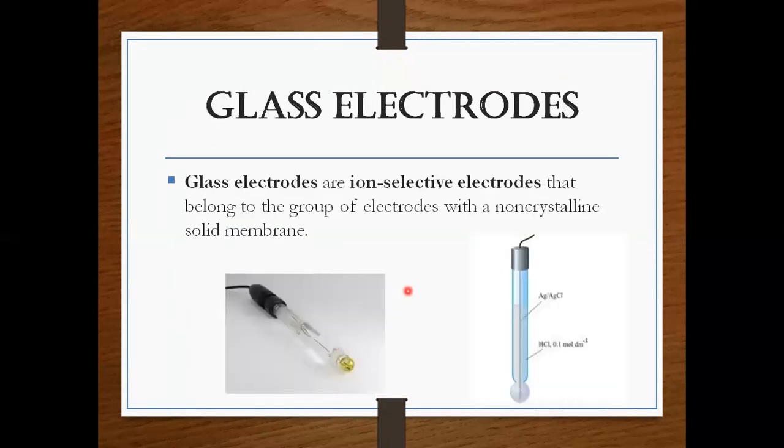So moving towards the introduction of the glass electrodes or glass pH electrodes. Glass electrodes are ion selective electrodes that belong to the group of electrodes with a non-crystalline solid membrane. Ion selective electrodes are electroanalytical sensors with a membrane whose potential indicates the activity of the ion to be determined in the solution of unknown concentration. Glass electrodes are non-crystalline solids, made up of amorphous solids. We will see the construction of the glass membrane in the construction section of the presentation.